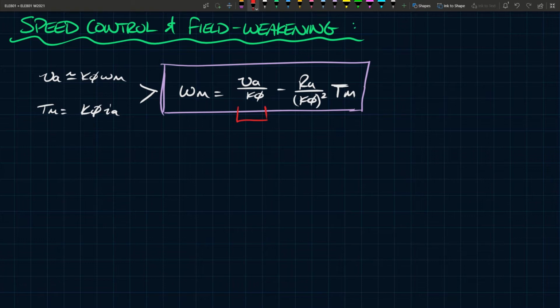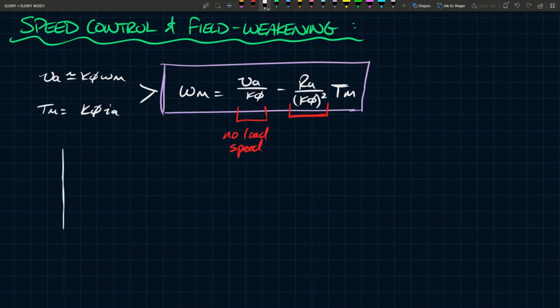Now, some things to note here. This is the no load speed, which is obvious. If Tm is 0, that means there's no load, nothing connected to the end of the motor or the machine. If that's the case, then this term goes to 0, and this term is all you have left. And this here is basically the decrease or the change in speed due to the change in load torque, which is essentially a slope.